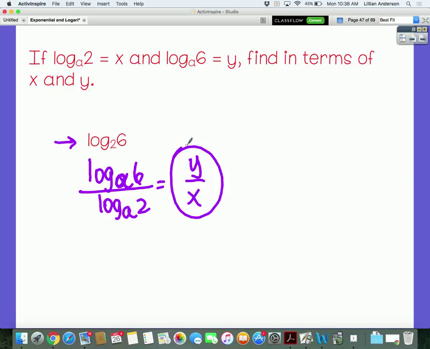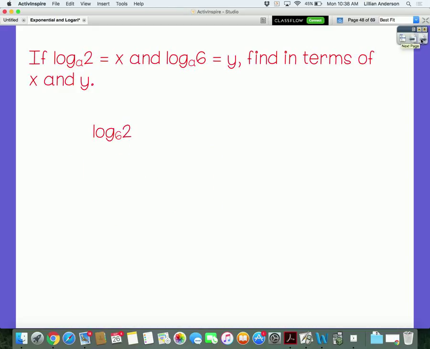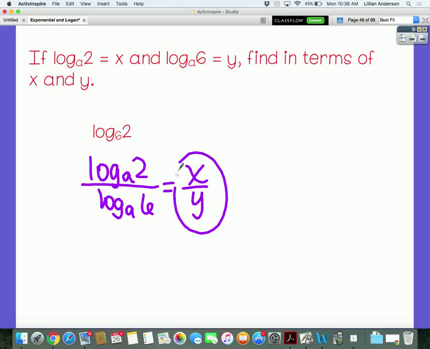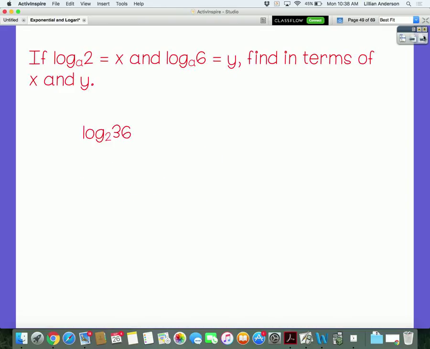Hopefully you guys got that. Use the change of base formula. That way you can plug in y for the top and x for the bottom. Pause it. Press play when you're ready to see the answer. Hopefully this one was easy enough for you. It's just the opposite, using the change of base formula. Pause the video.